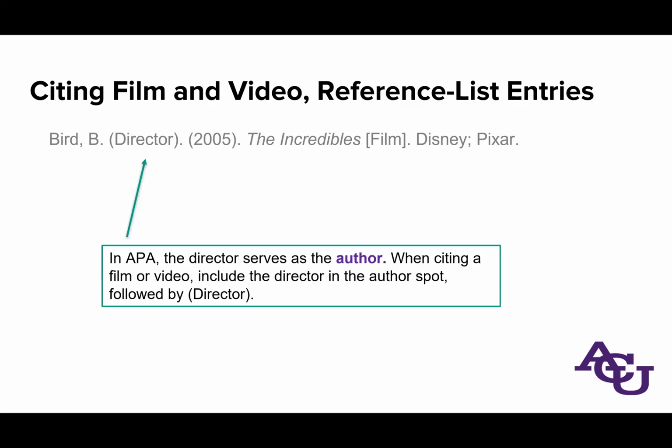So let's break this down. In APA, the director serves as the author. So if you're citing a book or a journal article, you're going to start with the author, and you will not include a word like author in parentheses. So this is specific to a film or video. When citing a film or video, include the director in the author spot, followed by director in parentheses.